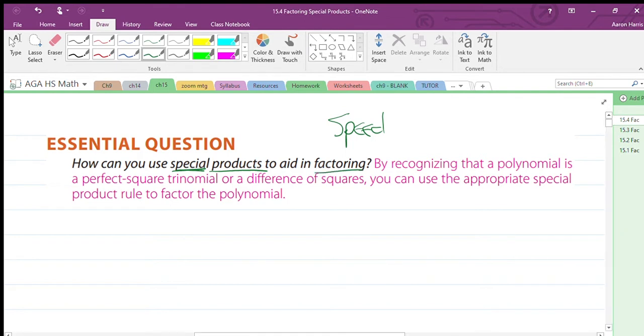So by recognizing, you need to be able to see it. If you can't see it, keep moving. That a polynomial is a what? Perfect square trinomial, or a difference of squares. Important to know what difference of squares is. You can use the appropriate special product rule to factor the polynomial.